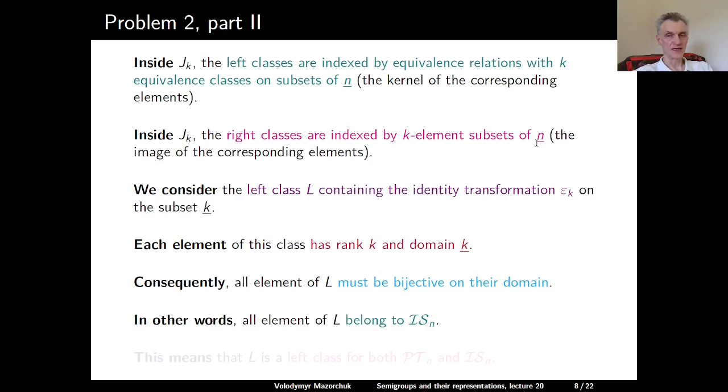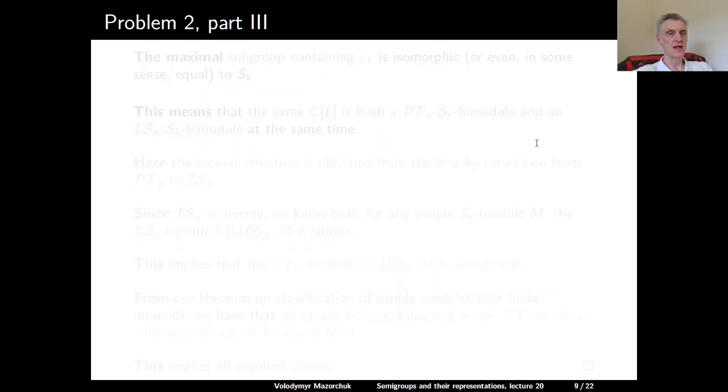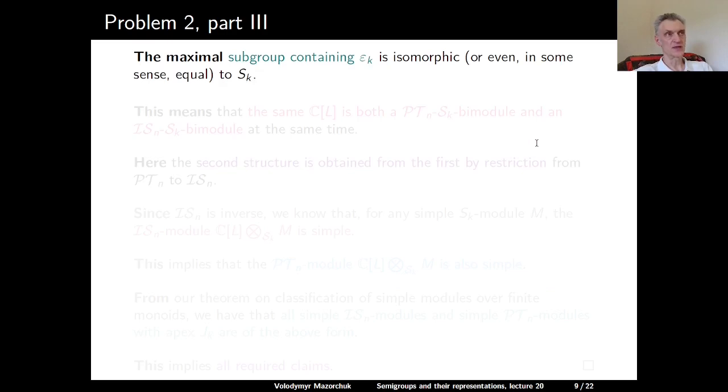So we have now found a left class inside J_k, which is at the same time a left class in PTn and a left class of ISn. So these two semigroups have a common L class inside J_k. The maximal subgroup, that's this maximal subgroup which corresponds to our idempotent epsilon_k, is isomorphic, or depending on convention is even equal to the symmetric group Sk on k elements.